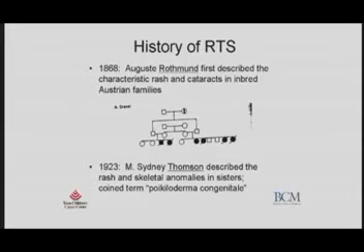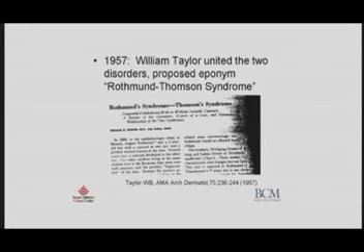Then separately, in 1923, Dr. Thomson, who was a British dermatologist, described a similar rash in two sisters, but instead of the cataracts, he saw that they had skeletal or bone abnormalities. He coined the term poikiloderma congenitale to describe this condition. Then, in 1957, Dr. William Taylor, who was a dermatologist at the University of Michigan in the United States, proposed that the two disorders described by Rothmund and Thomson were the same, and he proposed the eponym Rothmund-Thomson syndrome, which is how we know the disorder today.